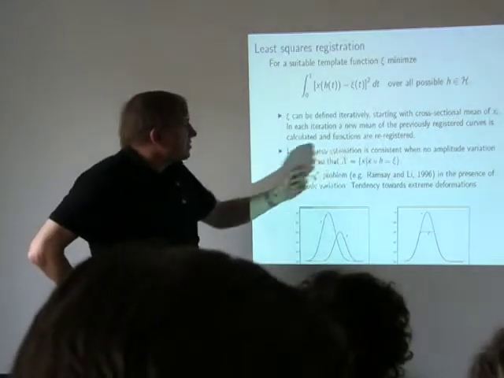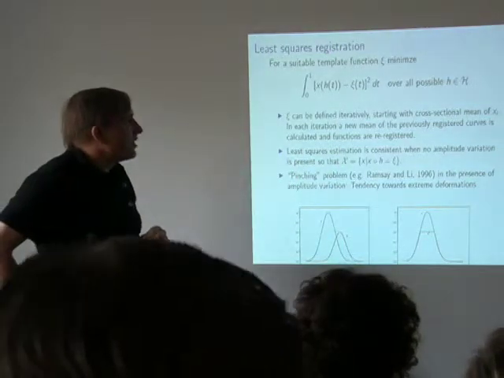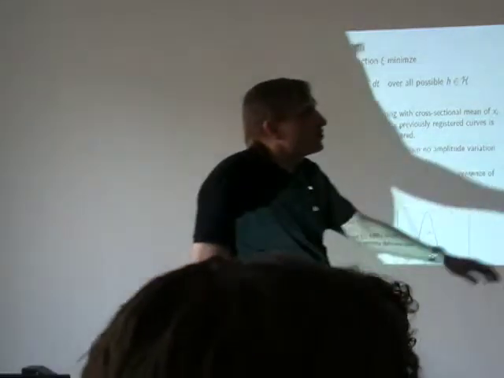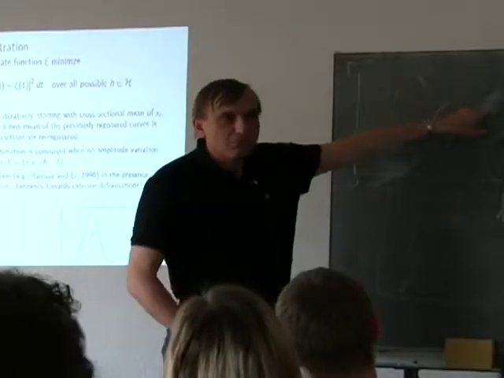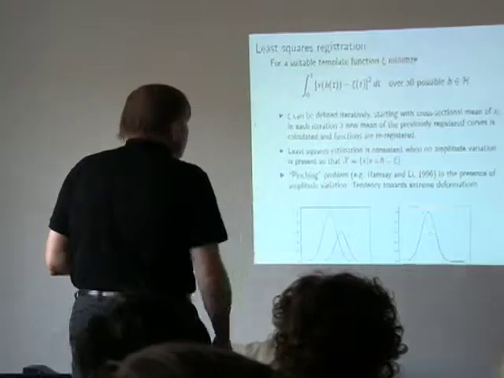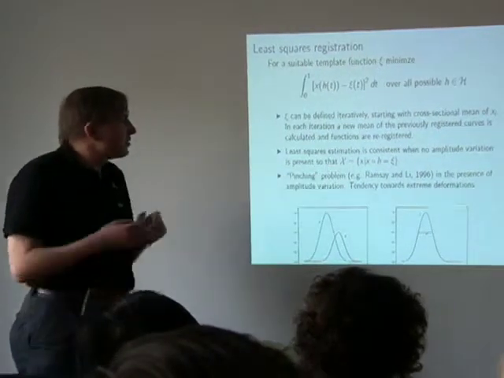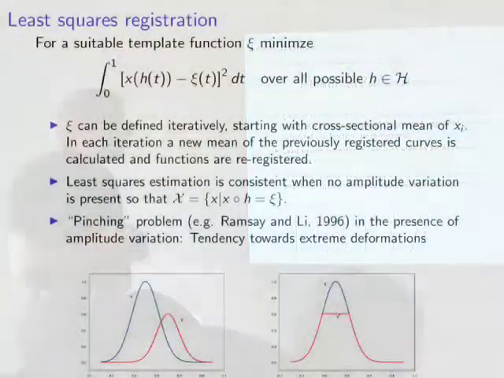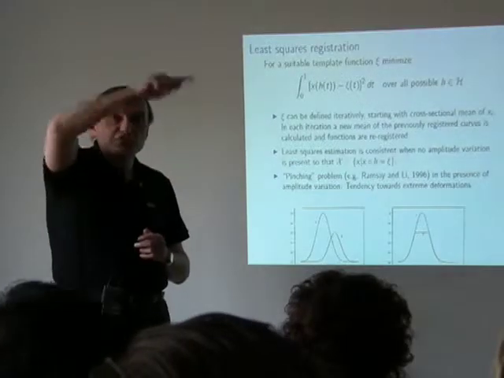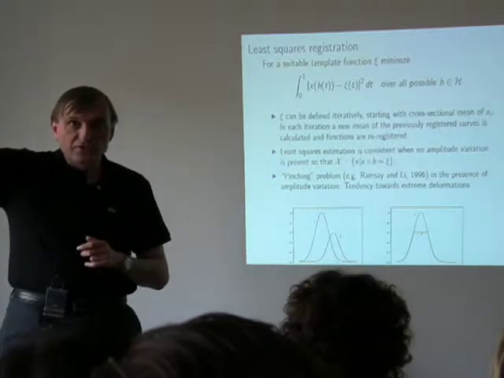The problem is this least squares estimation is only consistent when no amplitude variation is present, so that all curves just have the same height, which is in practice never the case. But if there's amplitude variation, there's a problem which Jim Ramsay has called the pinching problem. There's a tendency towards extreme deformations, warping functions which have jumps or which have constant segments.